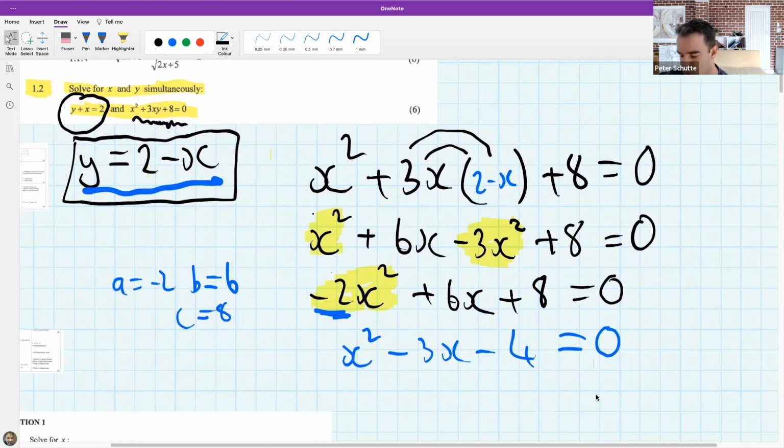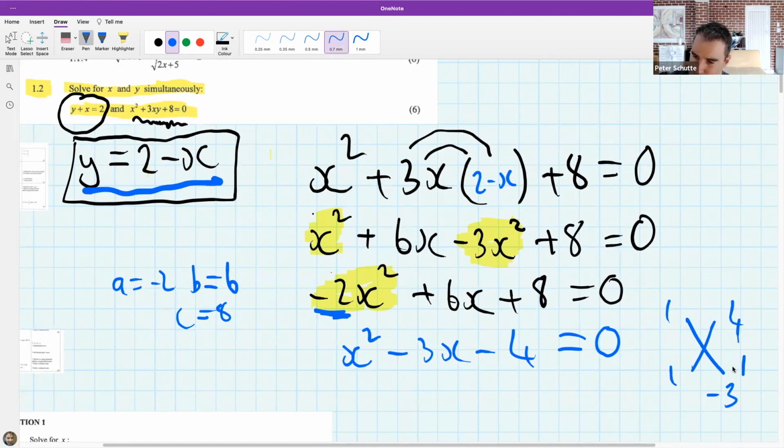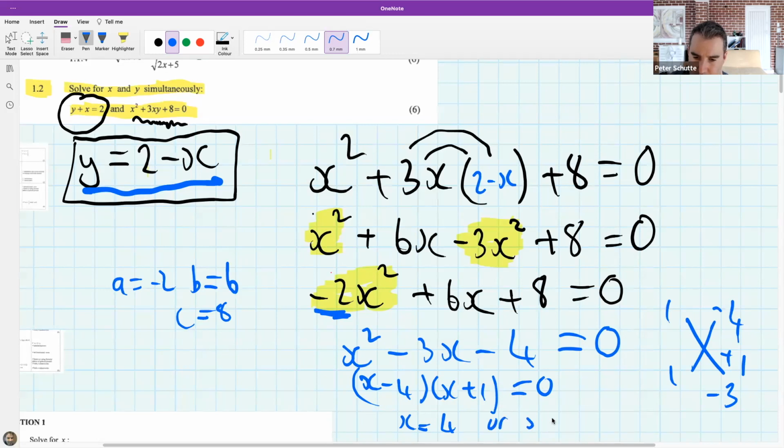So I want to see a few more of those answers in the chat, or I want some questions from the students. Mbuso, you and me are agreeing. We get x is -1 and 4, and there's a number of ways we could have done this.